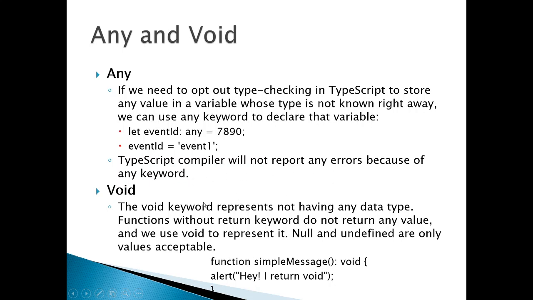Void, we have been using it for quite a long time. Void means nothing. The void keyword represents not having any data type. A function without a return keyword does not return any value. Like if we say void, it means nothing, and we use void to represent it. Null and undefined are the only values acceptable. The values that a void can have are null or undefined.